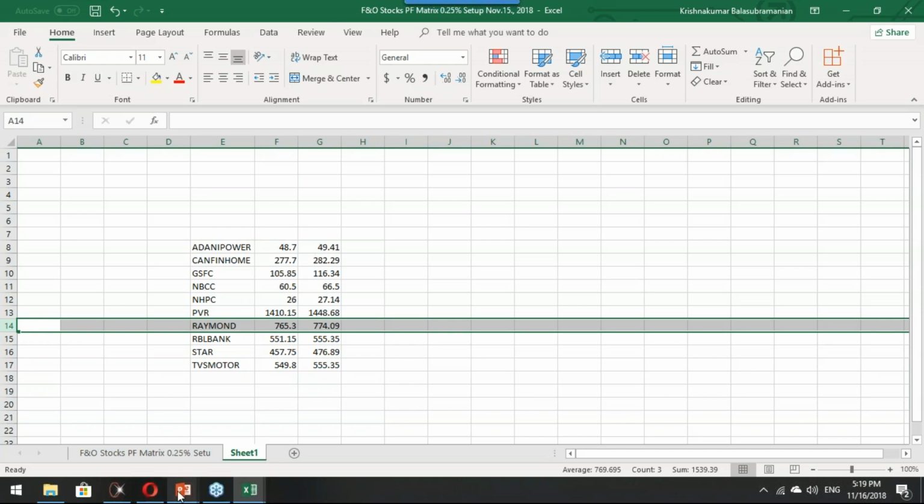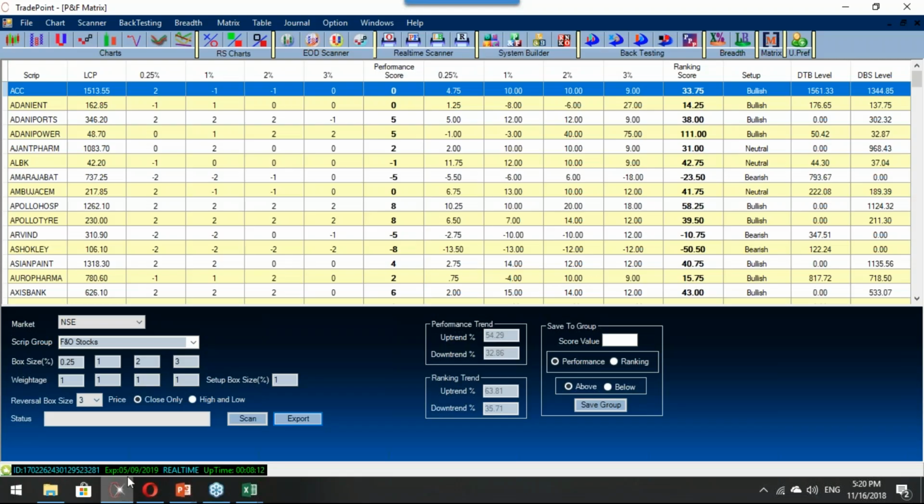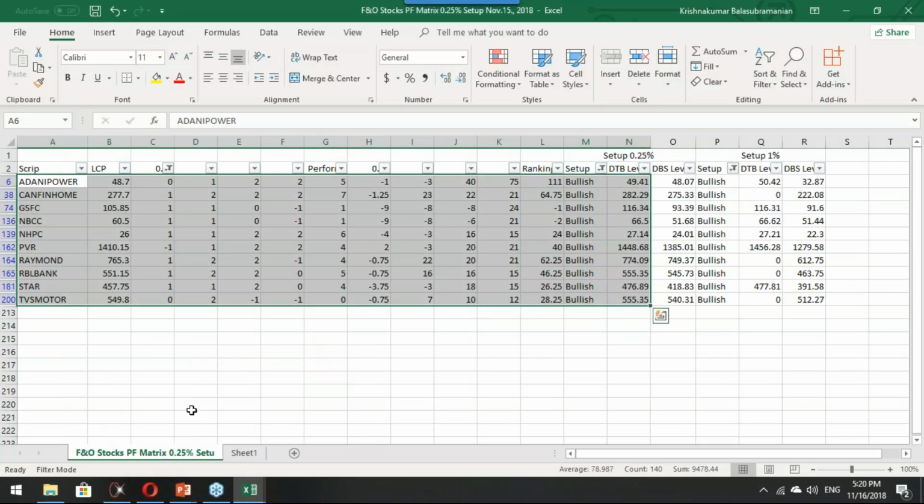So this is what I was talking about in this slide. We are looking for a bullish setup in 0.25% and 1% box size. In 1% box size, you need not worry too much about the performance score, because we are ensuring that the setup is bullish. We will talk about the neutral setup in 1%, what it means, and why I have considered that. We'll get to that shortly. And of course, in 0.25% box size, you can look at any of the scores except for two, because the score of two doesn't make sense, as it's not going to give us any entry opportunities.